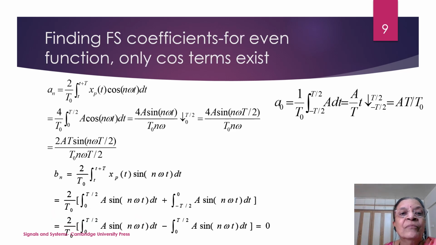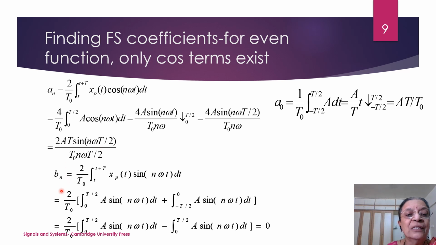Let us see how to find the Fourier series coefficients. If the pulse train is an even function of time, only the cosine terms will remain. And if it is an odd function of time, only sine terms will remain. Now in this case it is the even function, so only the cosine terms will remain. Now how to write the corresponding equation for the cosine terms? Cosine terms will be written as 2 upon T0 integral from minus T by 2 to plus T by 2 of x(t) cos n omega t dt.